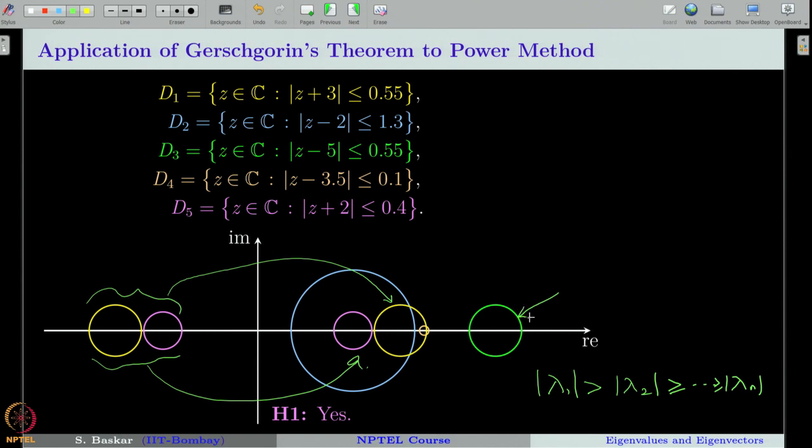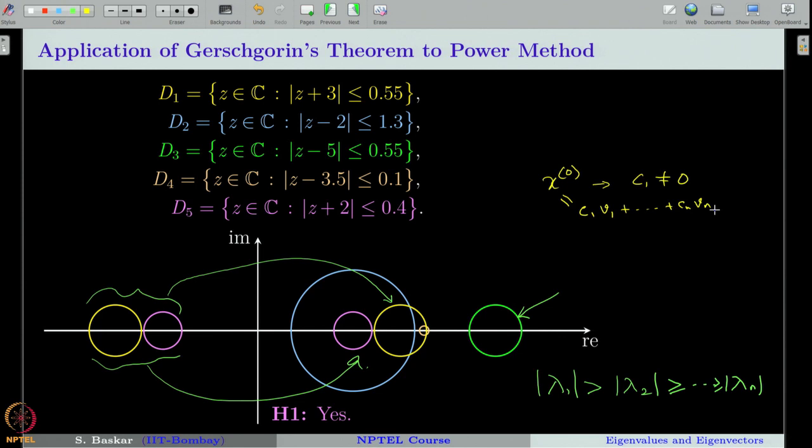Therefore, the Gerschgorin theorem applied to A transpose gives us good information, and it tells us that the power method is going to converge if at all you choose your X naught correctly. Again, that is not a problem, because what you need is to choose your X naught such that C1 should not be equal to 0. If you recall, C1 should not be equal to 0. What is C1? C1 is nothing but the coefficient of the first term in the representation C1V1 plus up to CnVn, right?